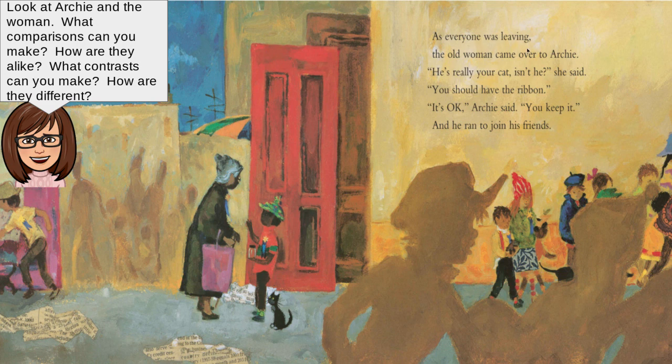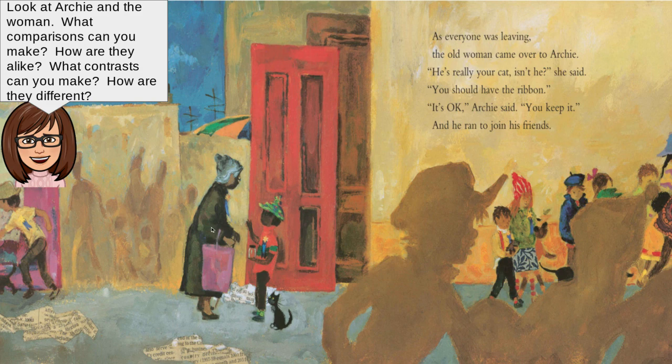As everyone was leaving, the old woman came over to Archie. "He's really your cat, isn't he?" she said. "You should have the ribbon." "It's okay," Archie said. "You keep it." And he ran to join his friends.